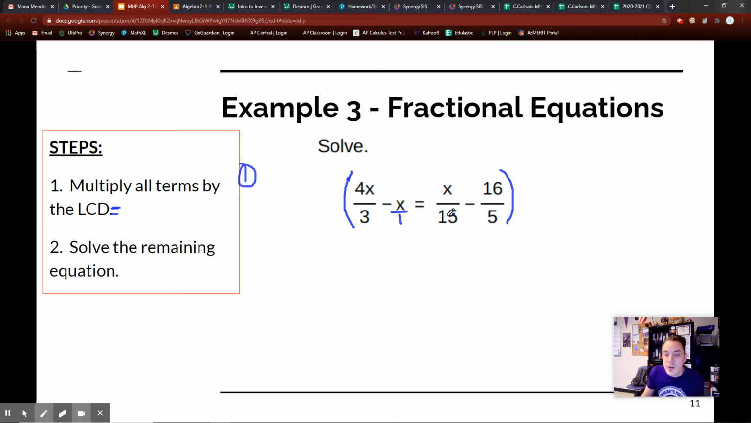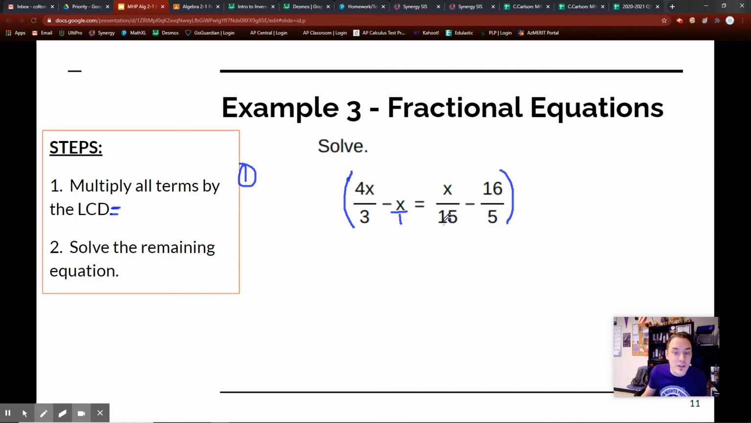Okay, so does 3 go into 15? Let's just start there. Yeah, absolutely. 3 goes into 15 5 times, right? So 3 times 5 is 15. Great. Does 5 go into 15? Well, yeah, Mr. Carlson, it does. How many times, guys? Well, 3. 5 times 3 is 15. Give us a hard question, Mr. Carlson. Okay, great. Fine. What about 15?